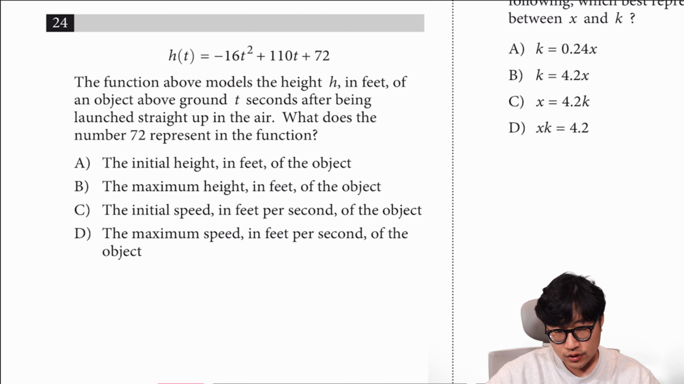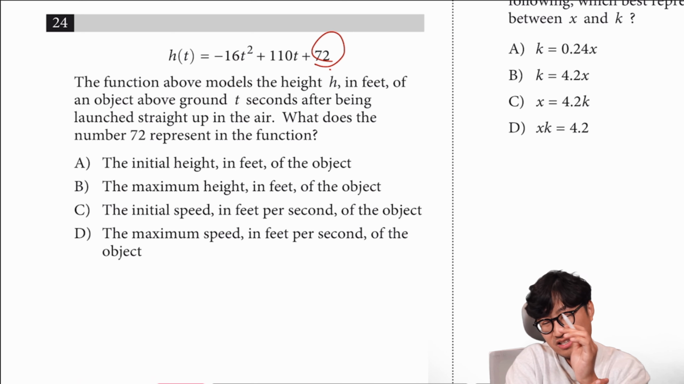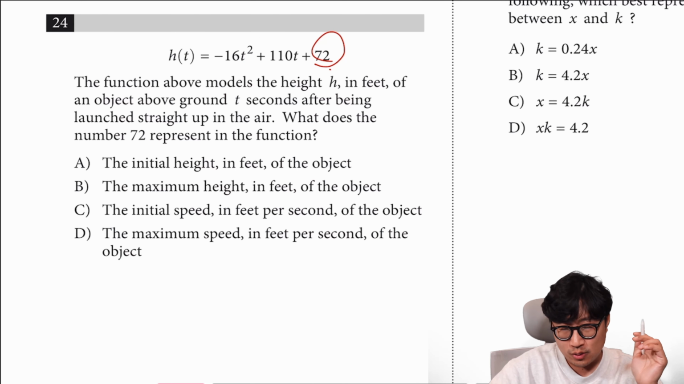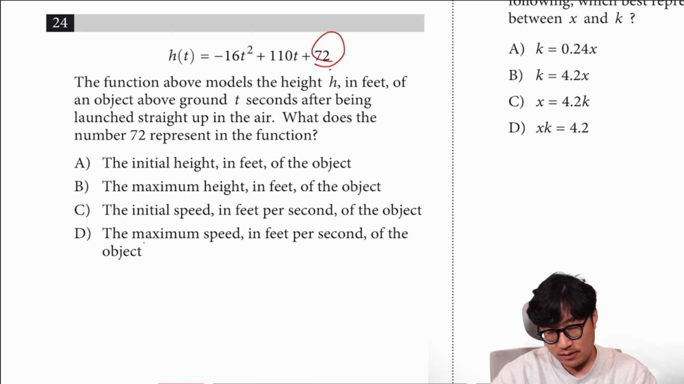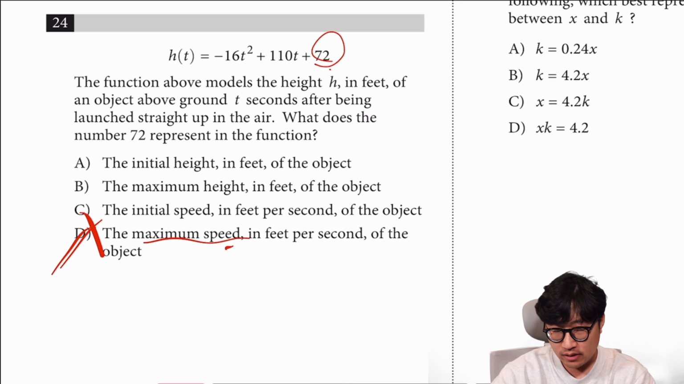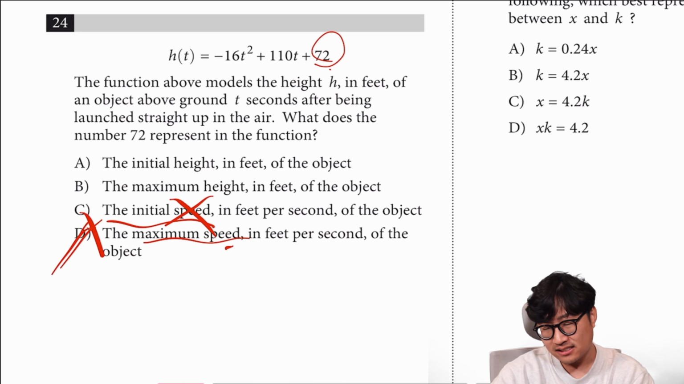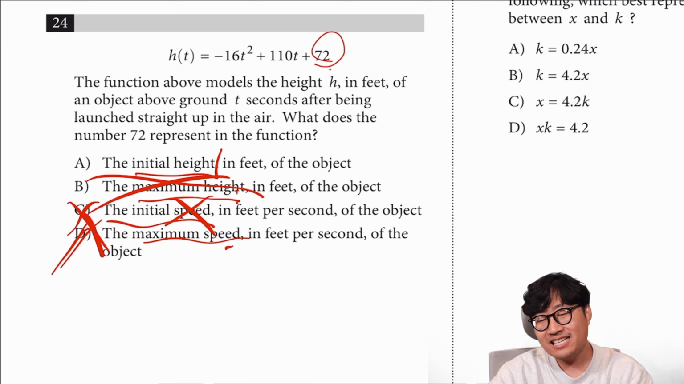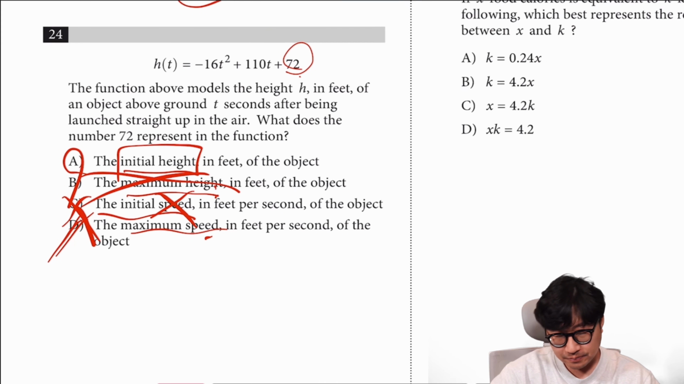Number 24, the function models the height. What does the 72 represent? That's the y-intercept, aka when t is equal to 0. Something about initial height. So D, maximum, no. C, the initial speed, it's not the speed. B, the maximum height, no, it's not the maximum height. Initial height, it is answer choice A.